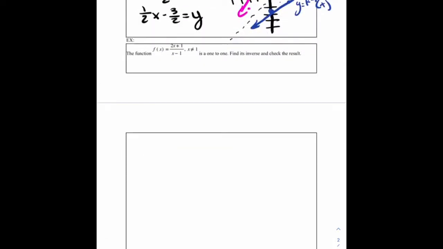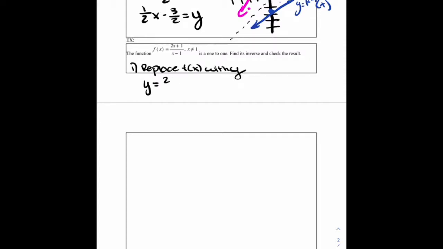Okay. For this last problem, we're given the function f of x equals 2x plus 1 over x minus 1. And we know that x cannot equal 1 because that would give us a 0 in the denominator, which would make this undefined. And we know this is a 1-to-1 function. So we are trying to find the inverse of this function and then double check our result is right. So step 1 is replace f of x with y.